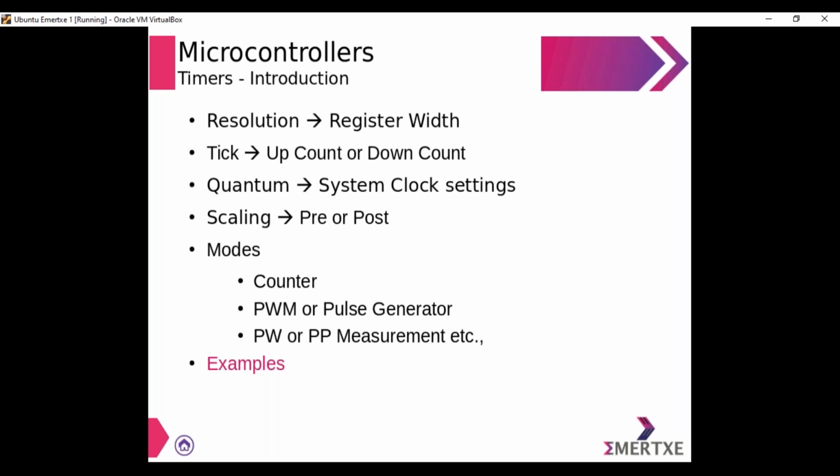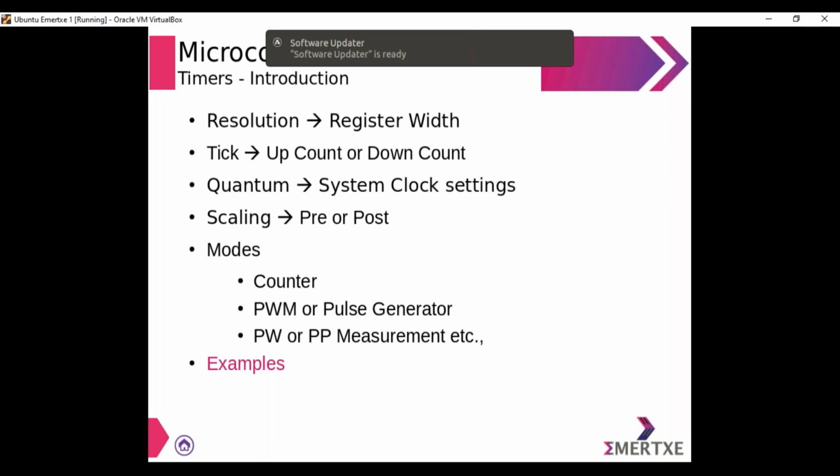Then after that, we also got to know something called quantum. The time taken for a tick to happen is called quantum. It depends on different factors in each of the devices. In some of the devices, it is going to depend on system clock settings. One such example is our PIC16F877A microcontroller. So the quantum is directly proportional to the system clock settings, which is nothing but the instruction cycle time.